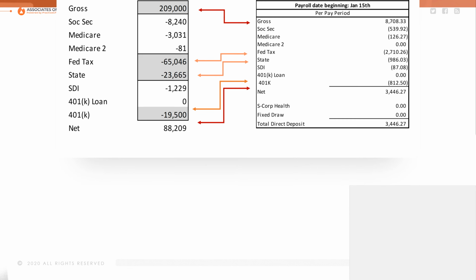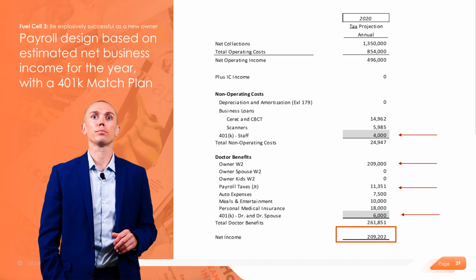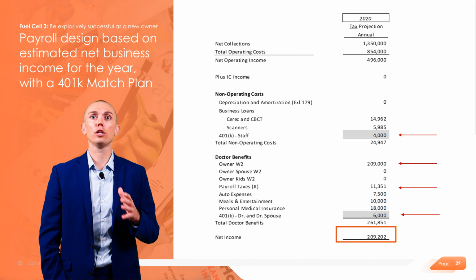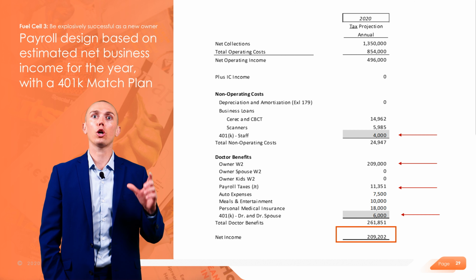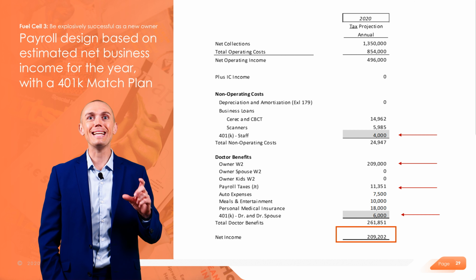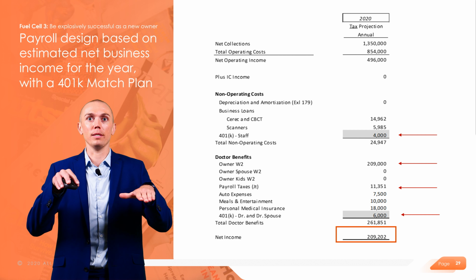All right, so let's circle back again to our tax projections tab and see how this all flows through. Now we have the addition of your W-2 and payroll taxes, and I want you to notice that our gross W-2 is almost identical to our net business income, which is exactly what we want to see.